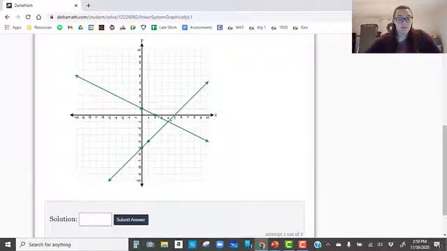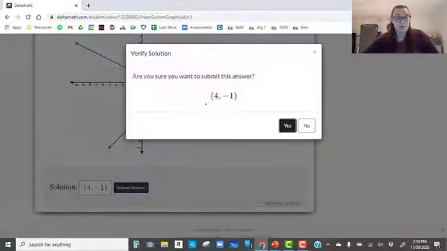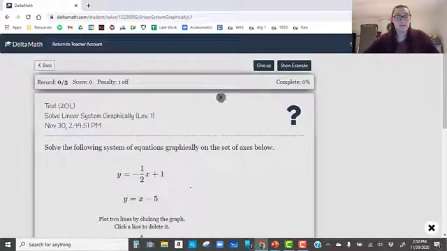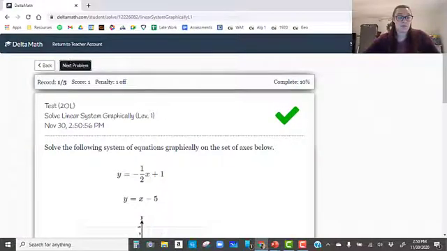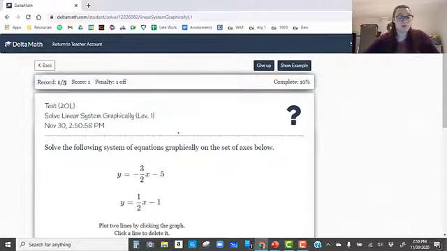And I can see right here at 4, negative 1 is where they crossed. So I'm going to put that in with parentheses, 4, negative 1. It's important to use parentheses. If you don't, it'll mark you wrong. So that's my answer. And it says, are you sure? Yes. And we got that one right. One thing I want you to notice is it says penalty 1 off. So if you get one wrong, it lets you try again.